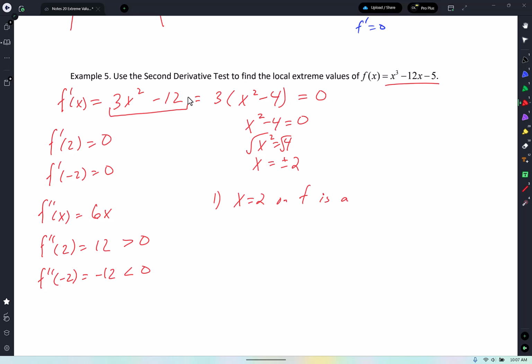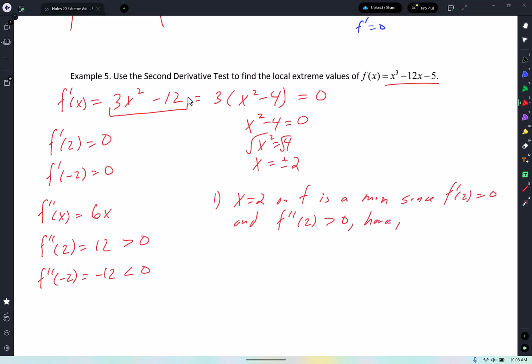If you have a concave up graph, it looks like this. Do it with your little hand. That point where you have a horizontal tangent is a max or a min? Min. X equals 2 on f is a min, since f prime of 2 equals 0 and f prime prime of 2 is positive.